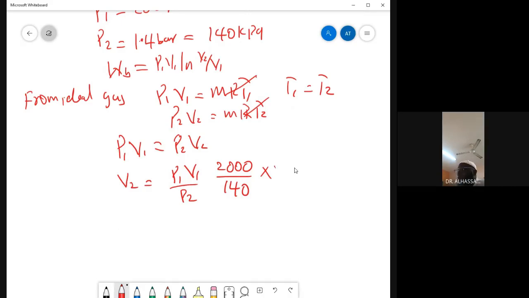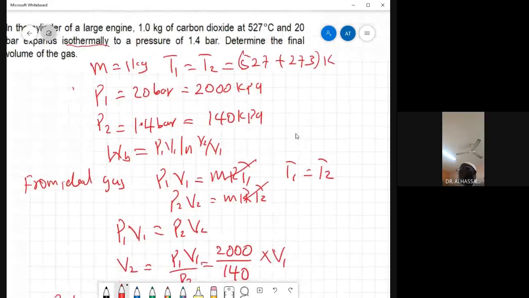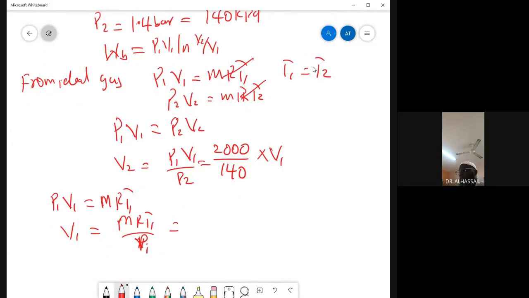Let's say this is our V1. So V1 can be determined from the ideal gas law. So P1 V1 equals mRT1. Okay, so V1 equals mRT1 divided by, sorry, divided by P1. So this gives me the mass of the ideal gas is known. Okay, so we know the mass of the ideal gas, 1 kilogram.